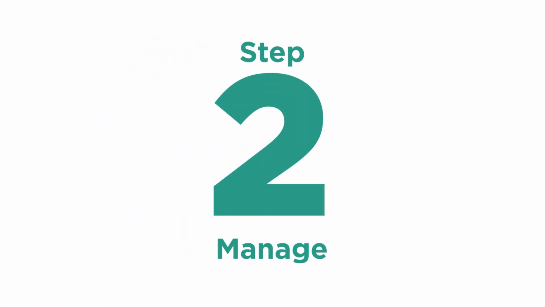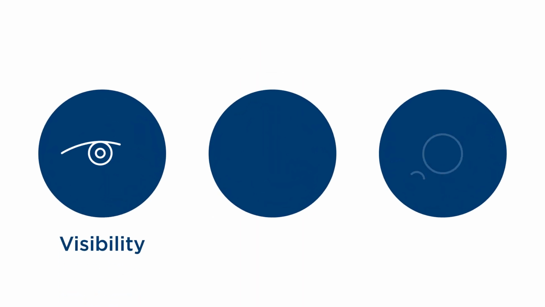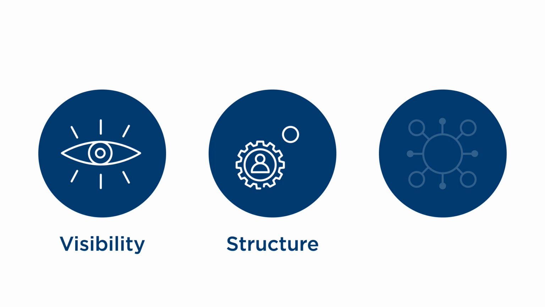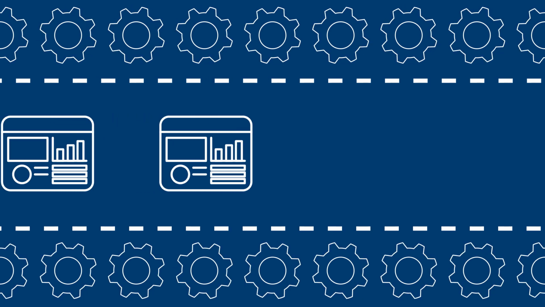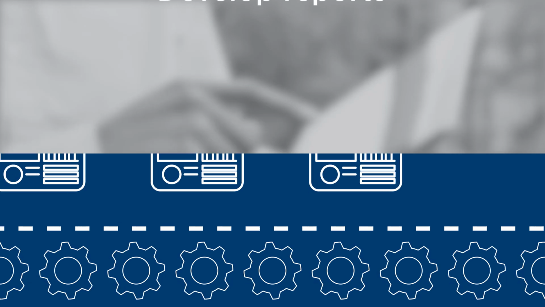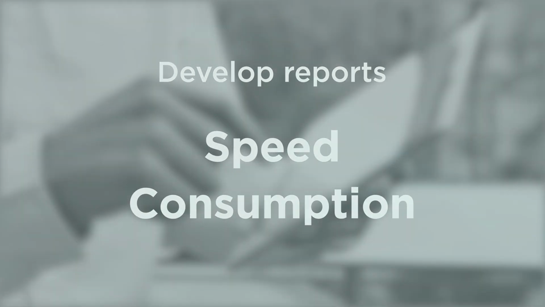Step 2. Manage. Now that you understand your UCaaS environment, in Step 2 you will develop structure around SaaS expenditure and usage. Create automated workflows and standardized processes to oversee your UCaaS environment more efficiently. Develop reports based on speed and consumption to drive more efficient usage.